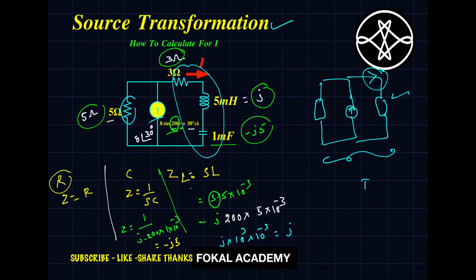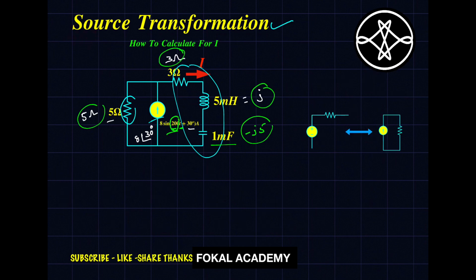Now come to how to apply source transformation here. So this is the general rule. Whenever any current source is in parallel with a resistor, it can be converted into a voltage source, and a voltage source can be converted into a current source. Here this current source is parallel with a resistor like this. Now I am going to replace these two with a voltage source in series with resistor R.